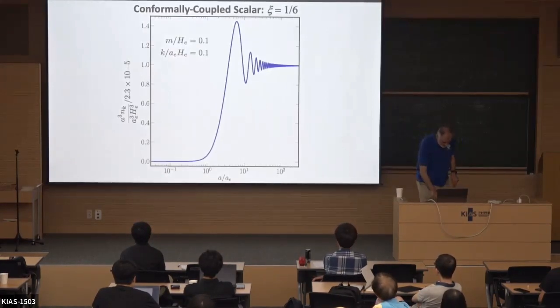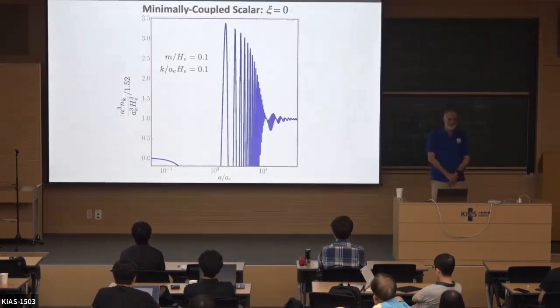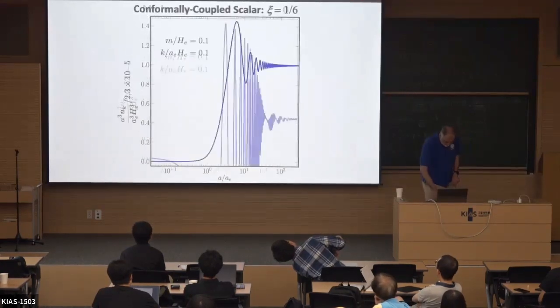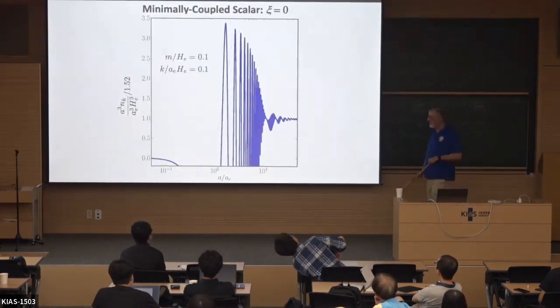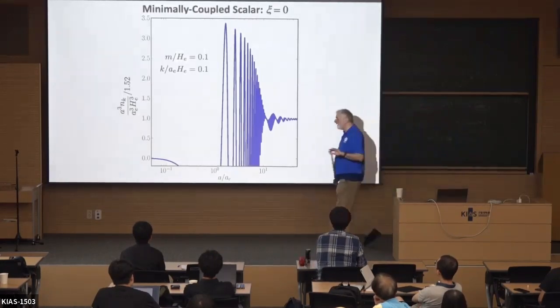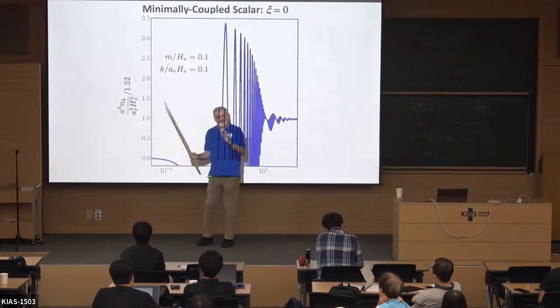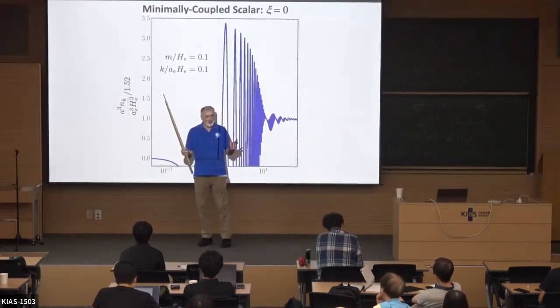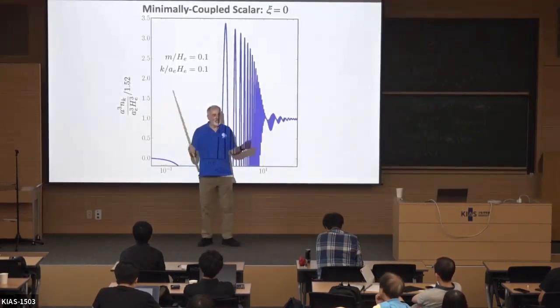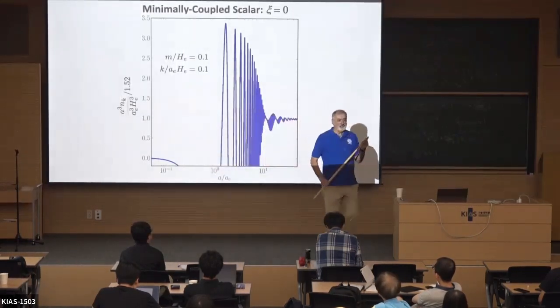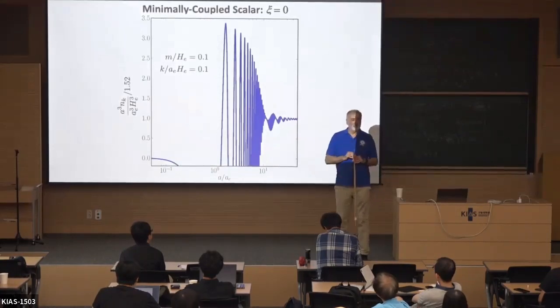Now let's look at a minimally coupled scalar. Looks different. Well, n sub k, again, we can only interpret the number of particles when it's adiabatic. When it's non-adiabatic, you can't interpret it. So why do things behave differently for minimal coupling and conformal coupling?